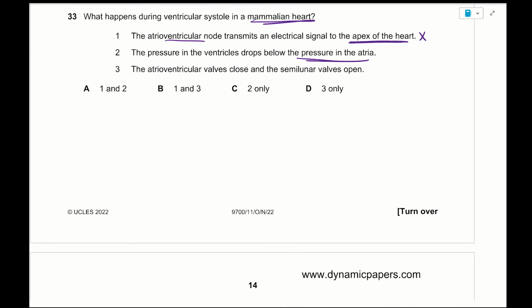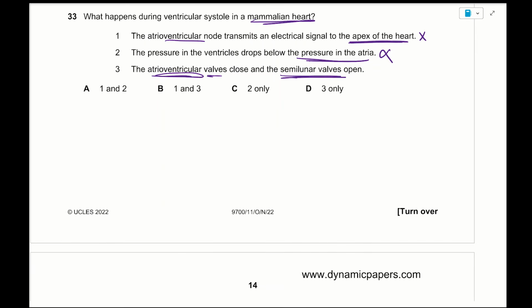Now, this is not possible. In order for the ventricles to push the semilunar valves open and actually push blood out, it requires the pressure to be higher. Therefore, this is incorrect. 3, the atrioventricular valves close and the semilunar valves open. This is correct because the atrioventricular valves close due to the backflow, shutting them, and the semilunar valves open due to the increase in pressure.